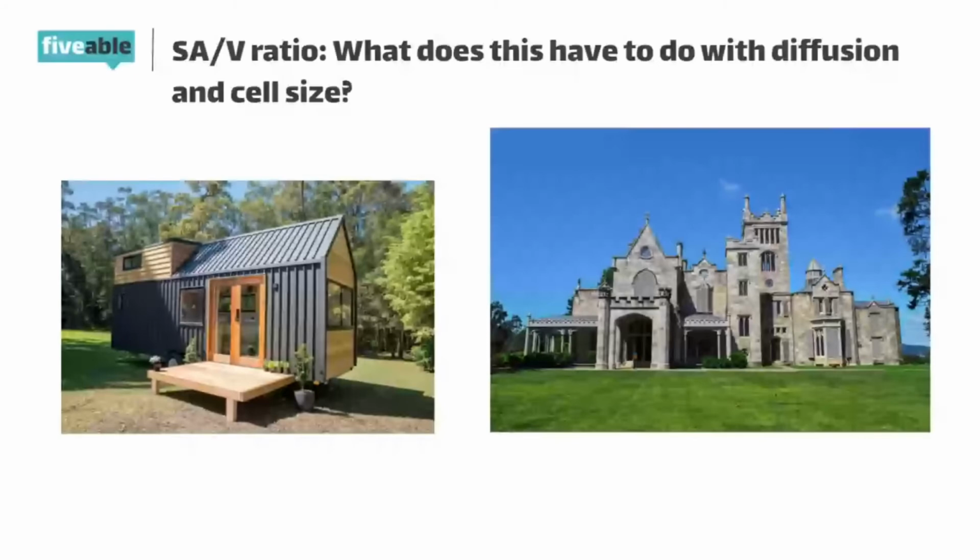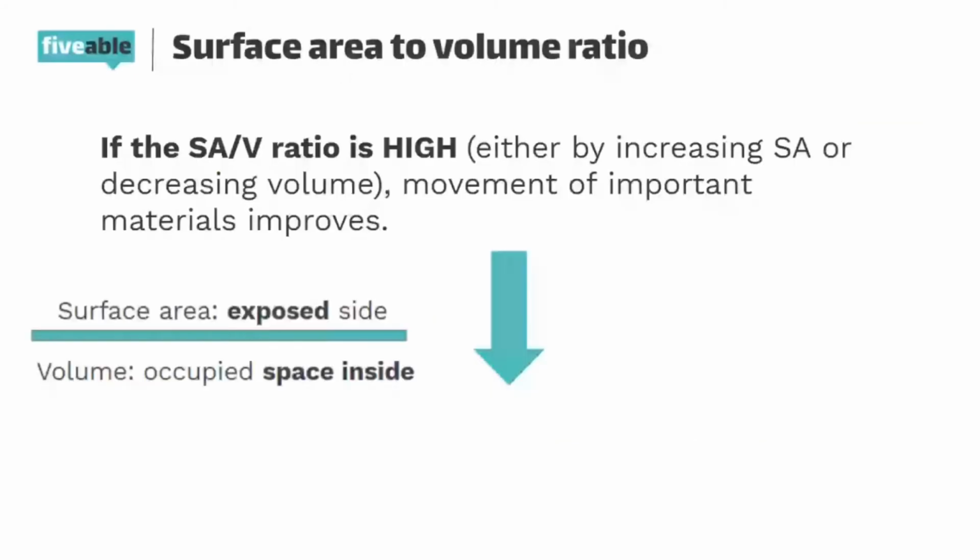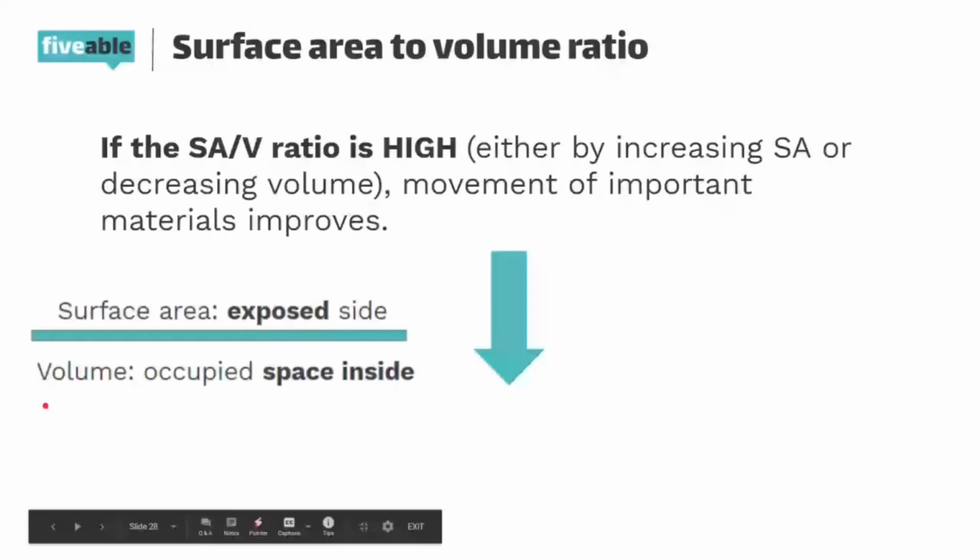Okay, so surface area to volume ratio. If surface area to volume ratio is high, movement of material improves. This thing in bold, if you have to write it a million ways, draw it out, whatever you've got to do, make sure you know this. Surface area to volume ratio should be high, right? And that's either by increasing the surface area, you can increase your numerator, or you can decrease your denominator. And there's lots of different cells that do both, or one or the other.